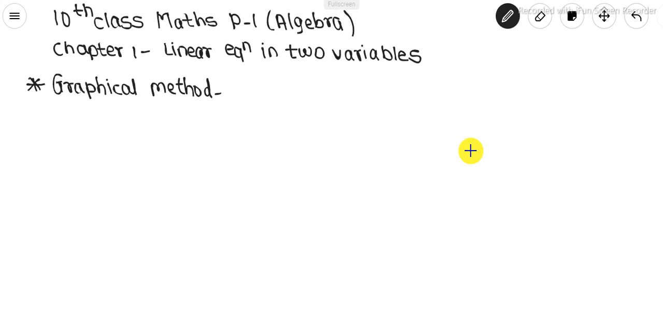In this lecture, we see the graphical method in chapter number 1, that is linear equation in two variables. In this lecture, I am teaching you how to draw the graph of the simultaneous equation and how to find out the value of the solution of the equation.